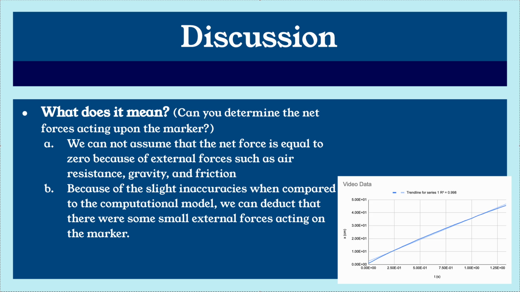In our computational data, however, we were able to set the net force equal to 0, which is why the computational graph, compared to the observed graph, was more linear. Due to the slight bumps and curves in the graphs, we can conclude that some small external forces were indeed acting on the marker that we could not see.